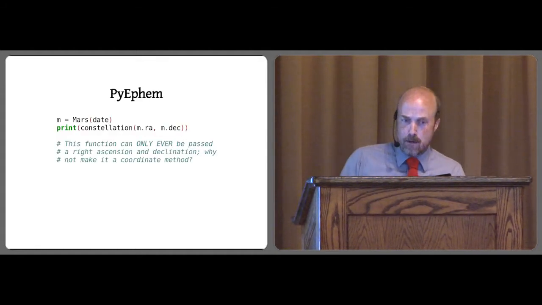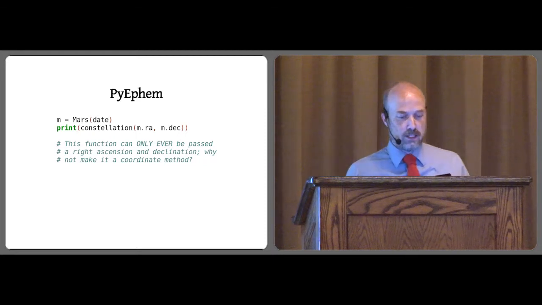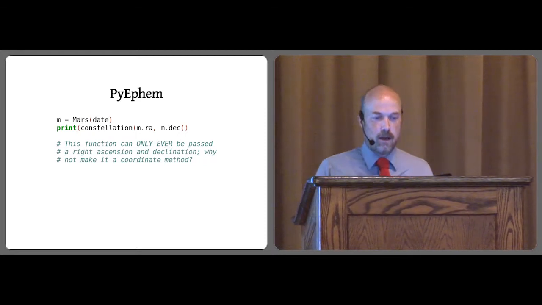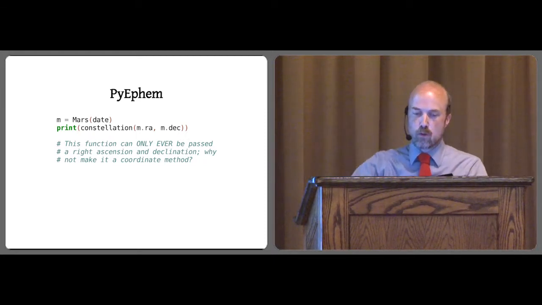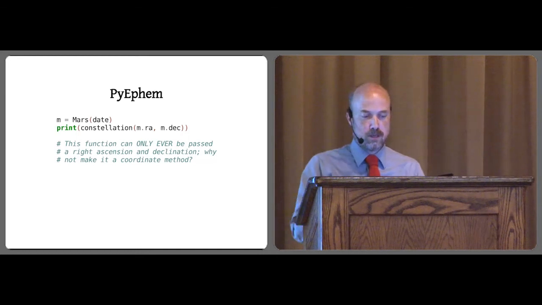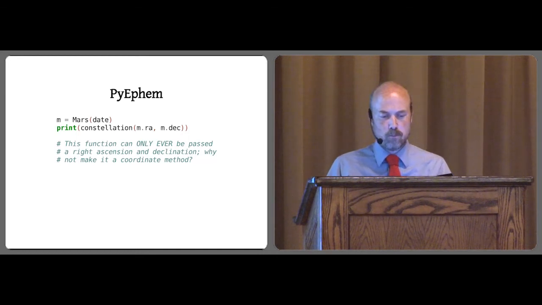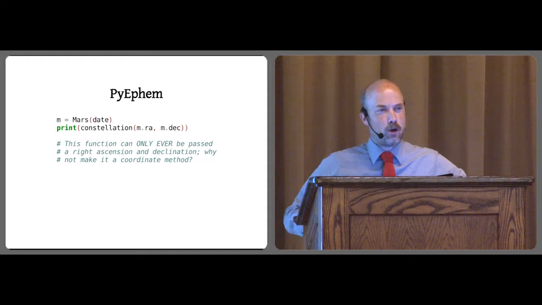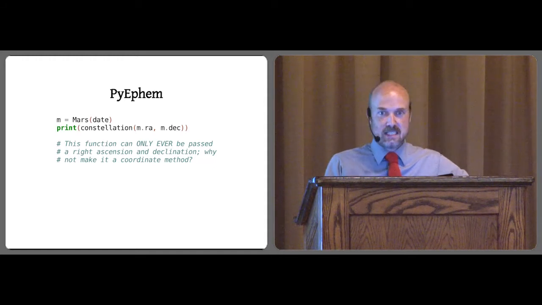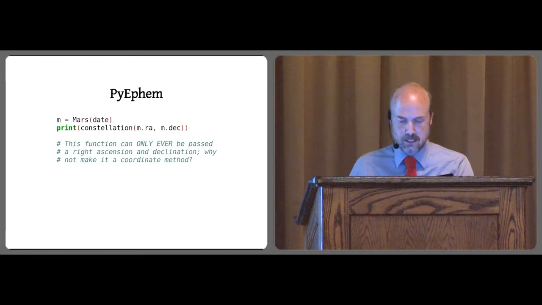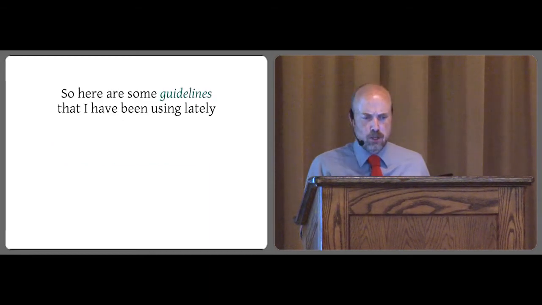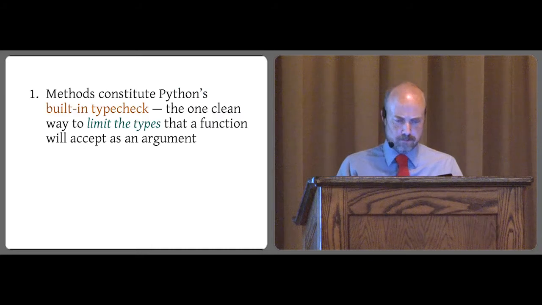This is a kind of error I made where I had a constellation function, and you had to pass it the correct two numbers from another object in the right order. Why wasn't it a method on a coordinate object, since that's the only kind of thing you can possibly pass this function and have a sensible answer come out? So here are some guidelines.